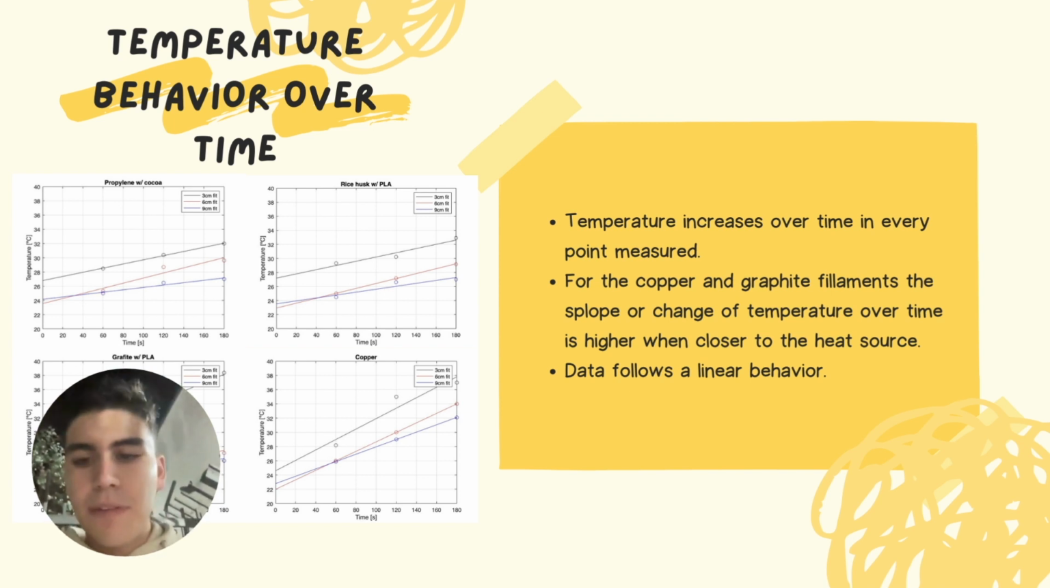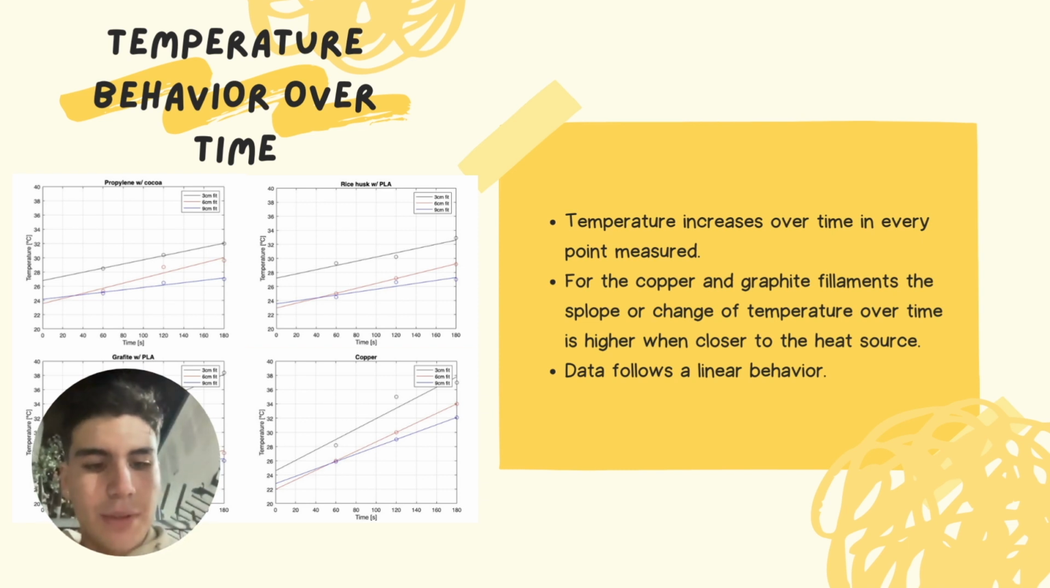However, with the behavior of temperature over time, data follows a linear behavior, and the temperature increases over time. Also, for copper and graphite with polylactic acid, the slope or temperature change over time is higher when closer to the heat source, as shown in the graphs.